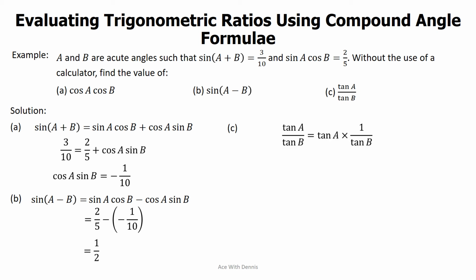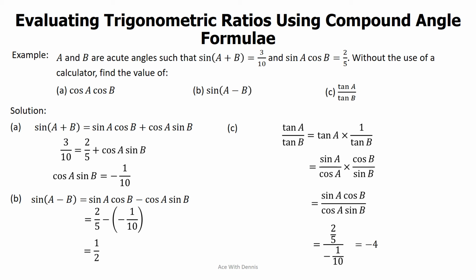For (c), tangent A over tangent B, we can write it this way: tangent A times 1 over tangent B. Now it becomes sine A over cosine A times cosine B over sine B. We can combine them together, and it becomes sine A cosine B over cosine A sine B. We know that sine A cosine B is 2 over 5, and cosine A sine B is negative 1 over 10. We calculate it, and we get negative 4.